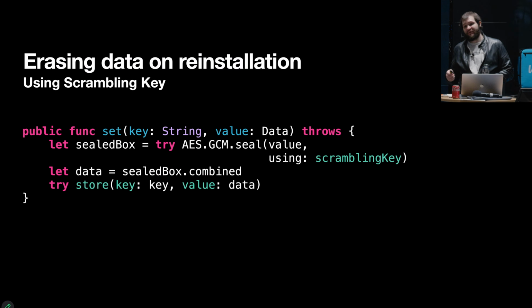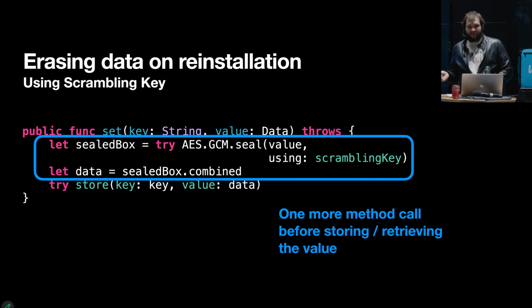This complicates our method for storing and retrieving data by one more call. We now need to encrypt and decrypt the data, scramble it with a scrambling key. But it's not very difficult. You can just add this and do it transparently. The user of your library, of your Keychain wrapper, will not even know that this is happening under the hood.